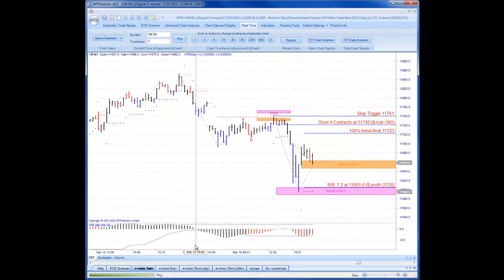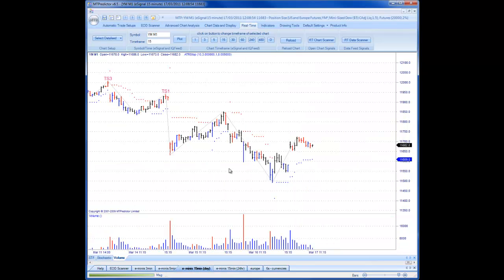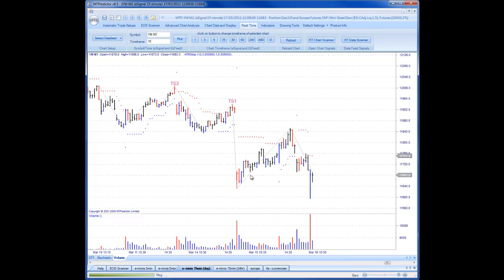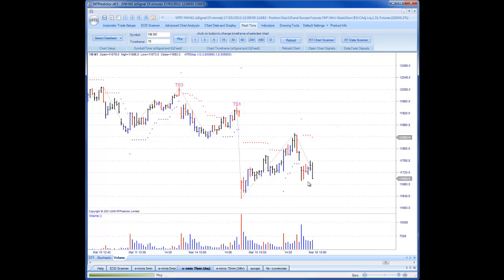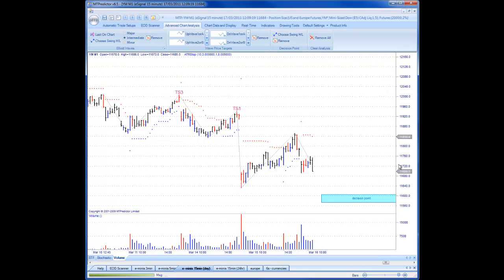Well, if we go to the 15-minute chart, here's the YM. If I go back to just before the market, or as the market was unfolding, this is where our TS3 sell setup was on our 3-minute chart. So to put the DP support on the chart is really easy. Advanced chart analysis, you go to choose swing high or low. Let's come back to this prior pivot, and lo and behold, the DP is put on the chart in advance for you.